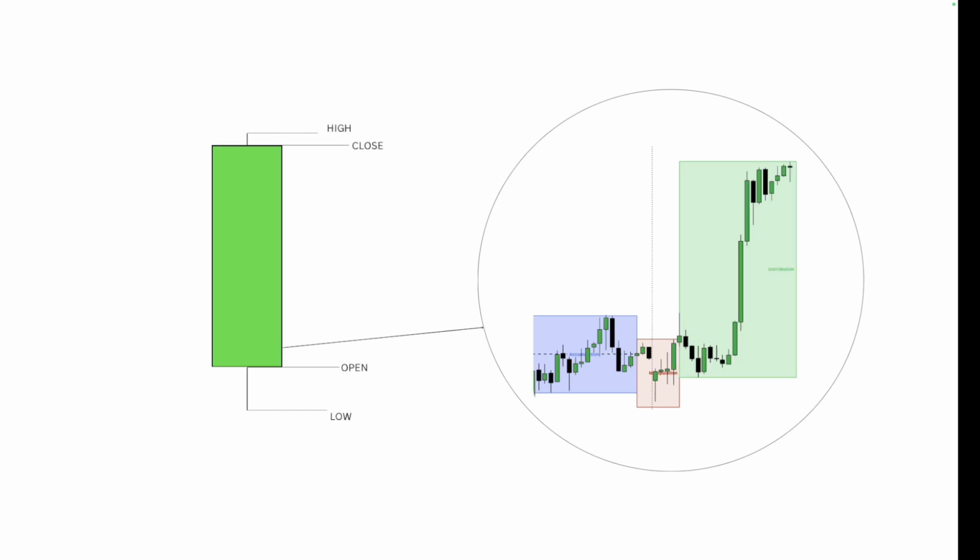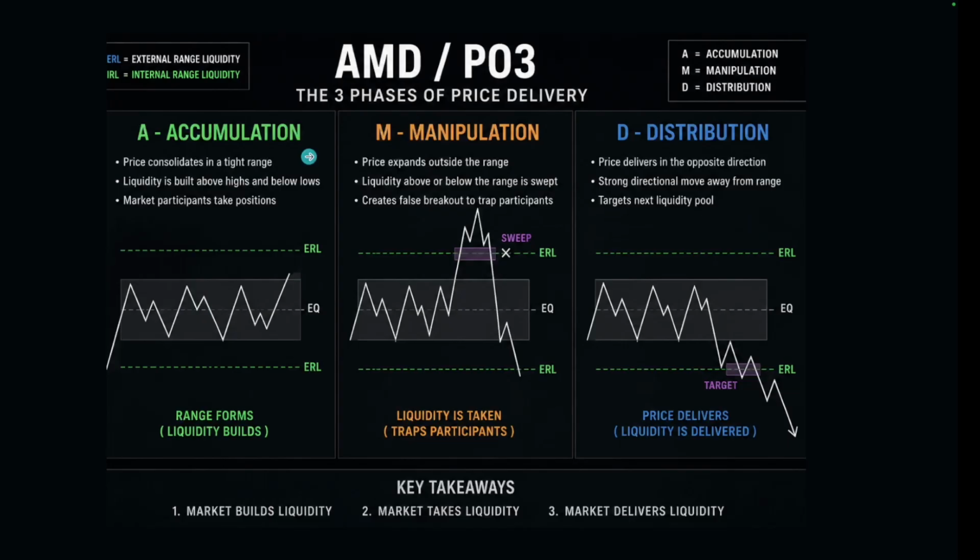So a recap for you guys. Always understand that price has an open, a low, a high, and a close, and within that one candle, price can be dissected on a lower time frame into an AMD formation called accumulation, manipulation, and distribution. Accumulation is where the market is building liquidity, and manipulation is where the market is taking liquidity. And in your third phase, the market delivers liquidity after manipulating, from one end of the range going into the opposite end of the range.